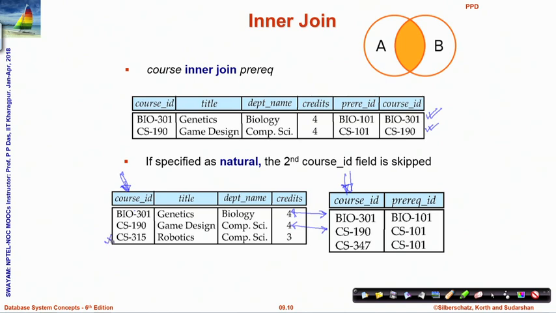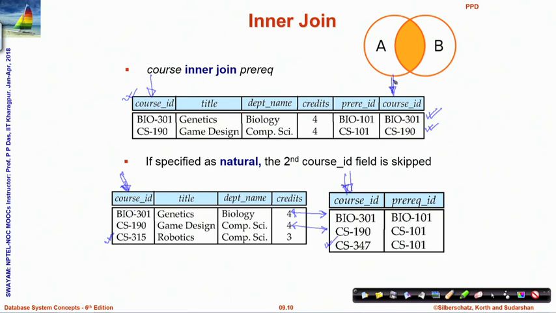The third record in course, CS 315, has no match in prereq, so that will not feature in the output. Similarly, CS 347 in prereq has no match in course, so that also will not appear in the output. Also, in the output you find that the course ID has actually featured twice. The first column course ID comes from course, so it should more formally be called course dot course ID, whereas the second one comes from prereq, and that should formally be called prereq dot course ID.